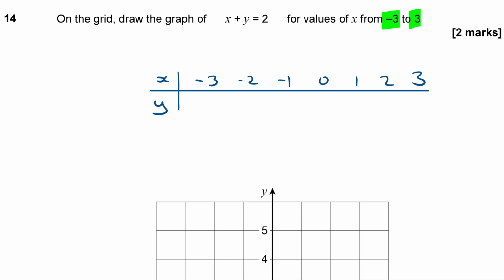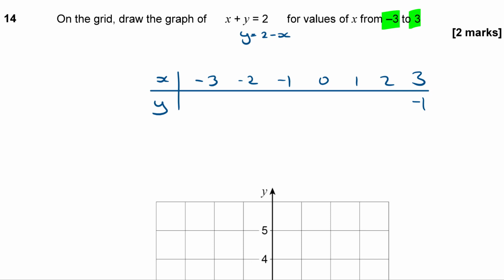But anyway, it's not a very difficult question. So x plus y equals 2. That means y is going to be 2 subtract the value of x, rearranging that for y. So we can find the y value by taking the x value away from 2. So if x is 3, then y is going to be 2 minus 3. 2 minus 3 is -1.